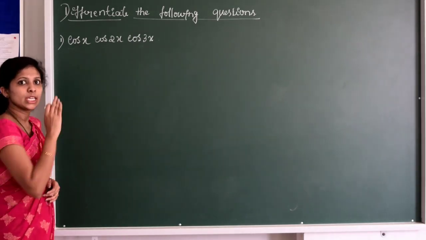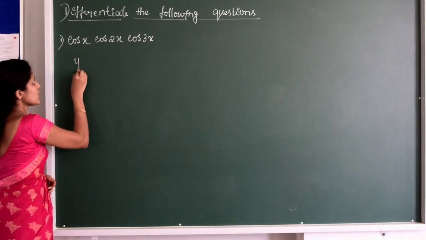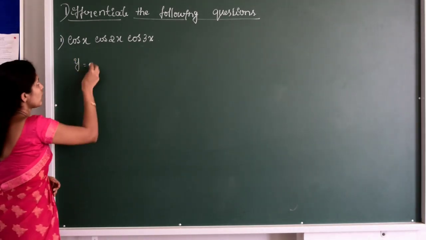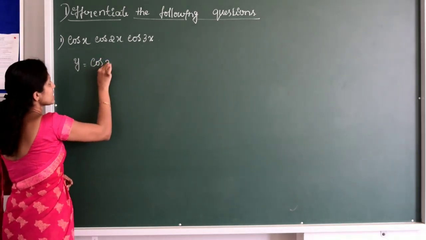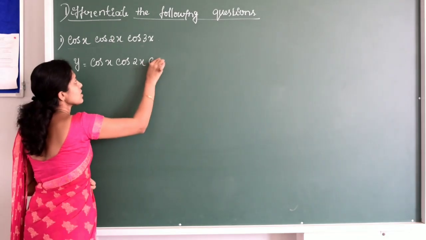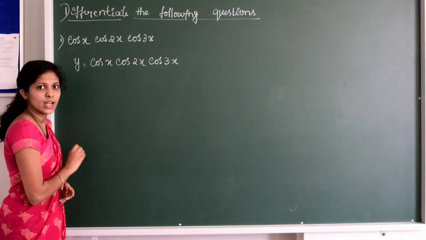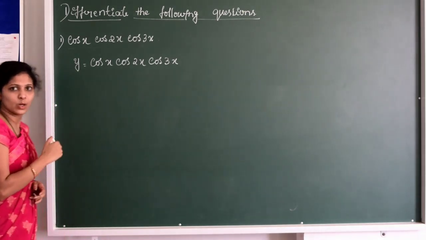First what you have to do, you have to consider the given function as y, okay? First work is you have to consider this as y. So now y is equal to cos x into cos 2x into cos 3x. See here three functions are there, right? So here it is not necessary to apply the logarithmic functions.